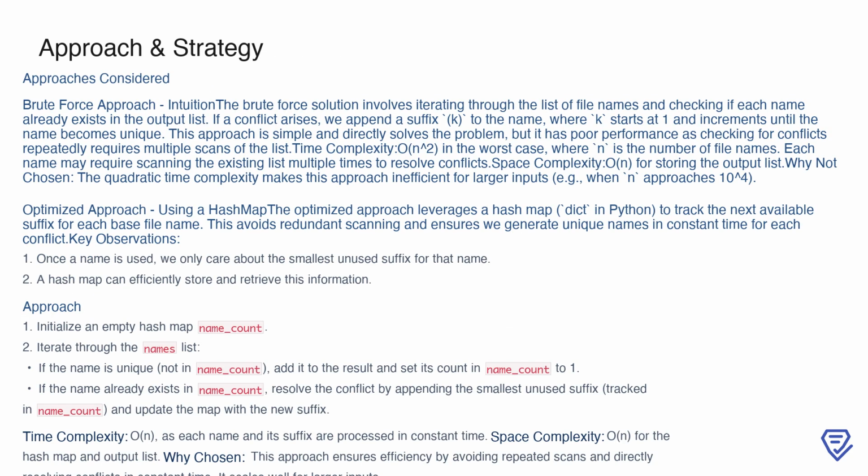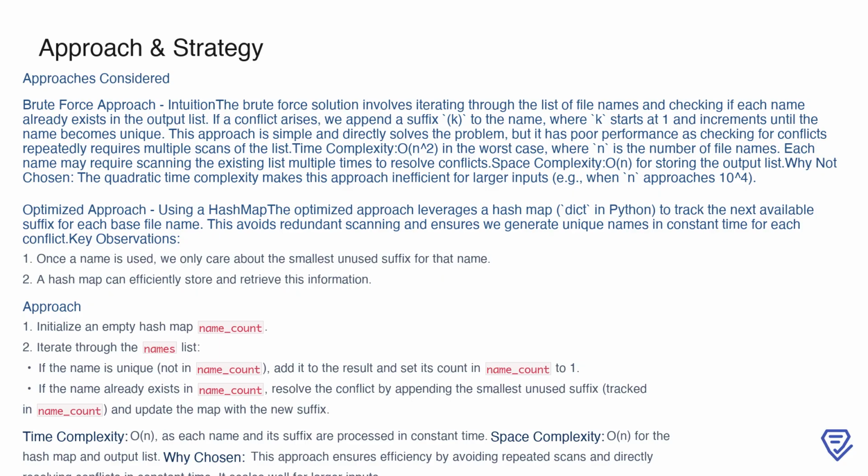To address the problem of making file names unique, we first considered a brute force approach. The intuition behind this method is straightforward. As we iterate through the list of file names, we check if a name already exists in the output list. If we encounter a conflict, we append a suffix, such as (k), where k starts at 1 and increments until the name becomes unique. While this method is simple and directly solves the problem, it has significant performance drawbacks.